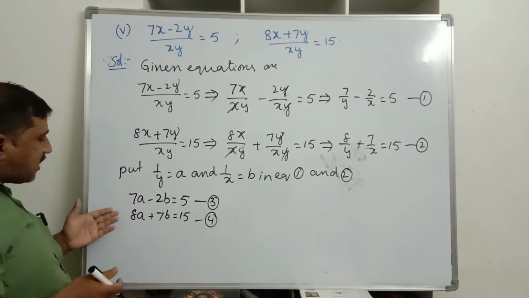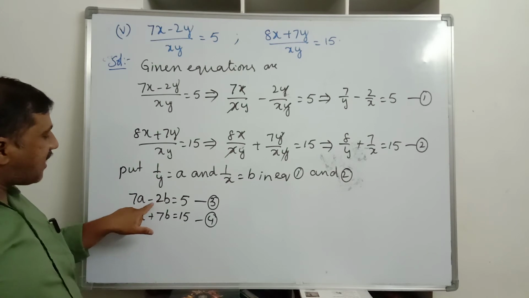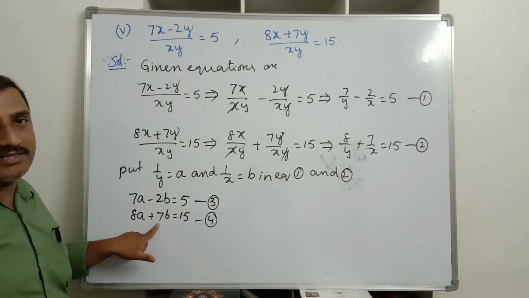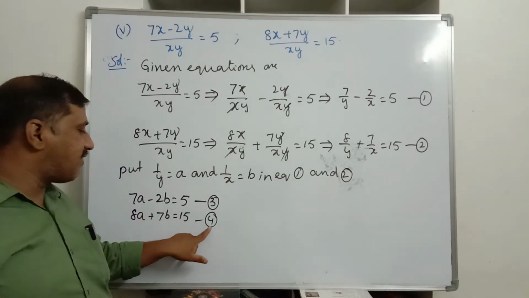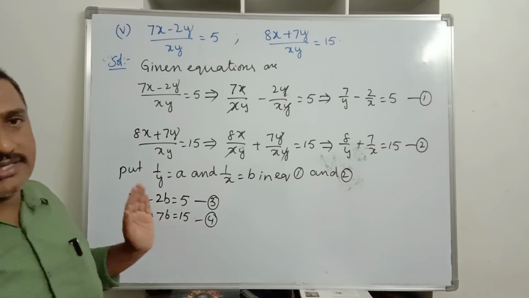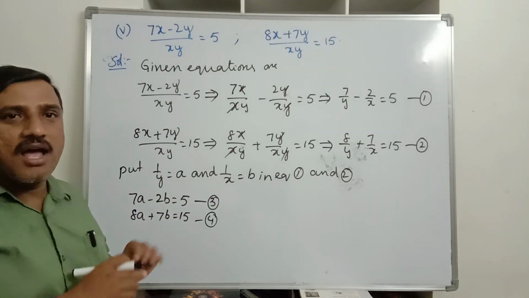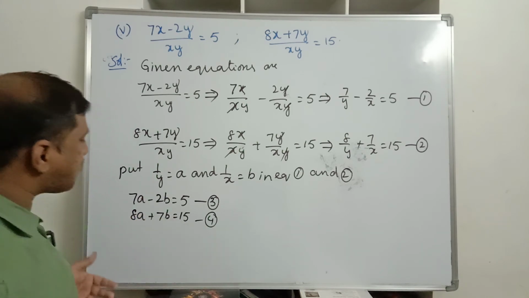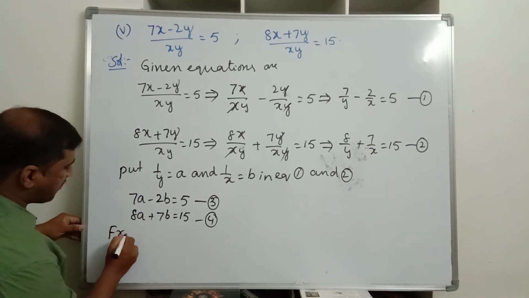Now, to eliminate a or to eliminate b? To eliminate b, here it is minus 2 and here it is plus 7. So multiply equation 3 with 7 and multiply equation 4 with 2. Then both are 2 into 7, 14, and 7 into 2, 14. b will vanish by adding both the equations. Or you can use the substitution method also. So now I am using the substitution method.